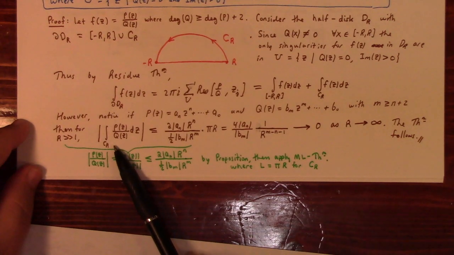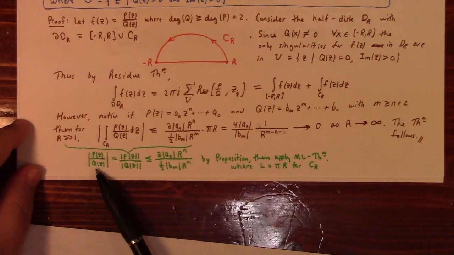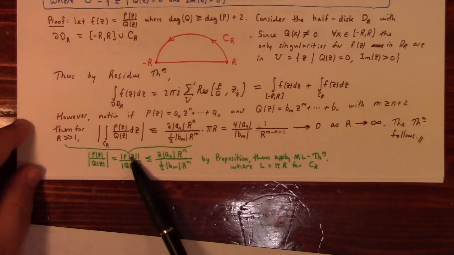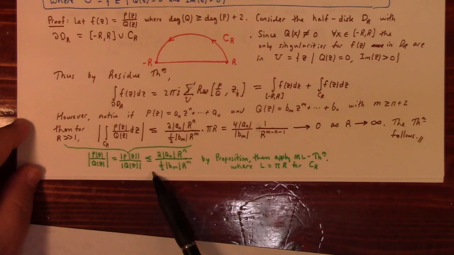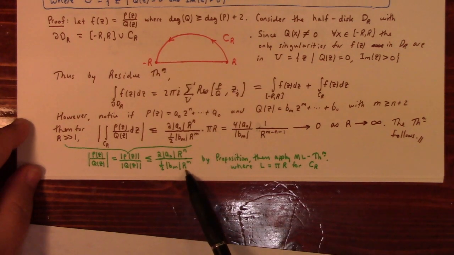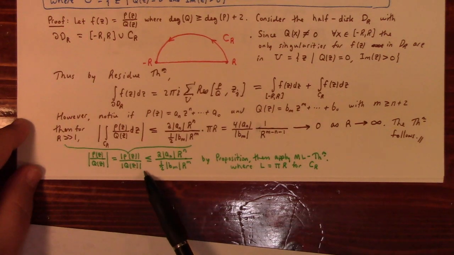So the modulus of p(z) over q(z) is the modulus of p(z) over the modulus of q(z), which is less than or equal to twice the leading coefficient of p times r^n, over 1/2 the leading coefficient of q times r^m. Right? So I'm using a's for the coefficients of p and b's for the coefficients of q here.